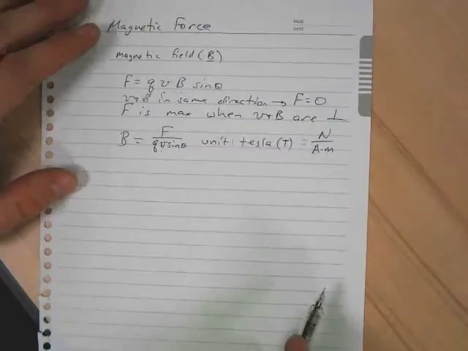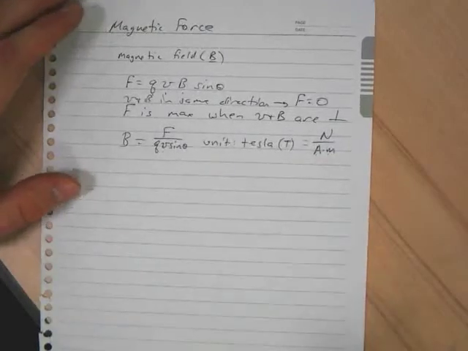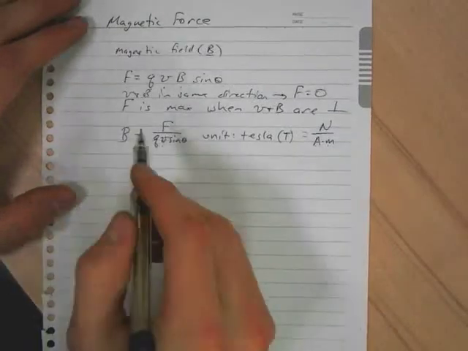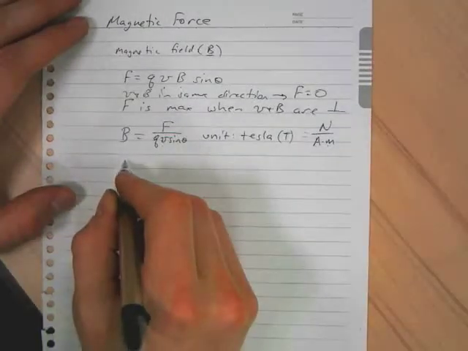The Tesla is actually really big relative to the magnetic fields that you generally see. So there's another common unit called the Gauss.